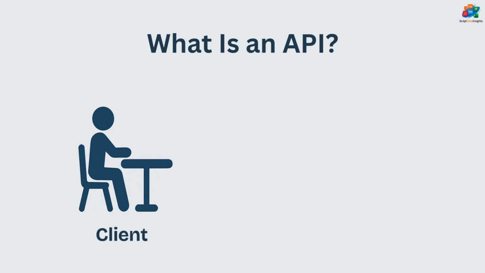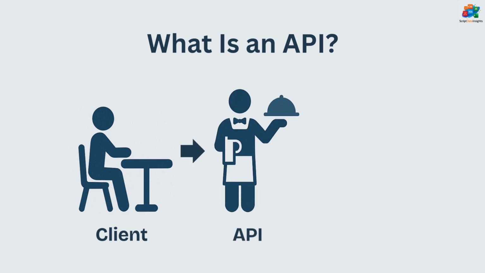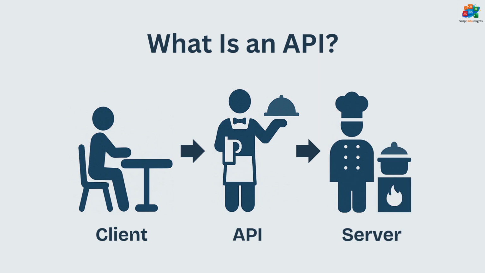You, the client, which could be a mobile app or a web browser, place an order with the waiter. This order is a request for data. The waiter, our API, takes that request to the kitchen, the server, which processes the request and prepares the food, or data. The waiter then brings the finished food, or response, back to you. The API handles all the communication, allowing the client and server to work together without knowing the inner workings of each other.